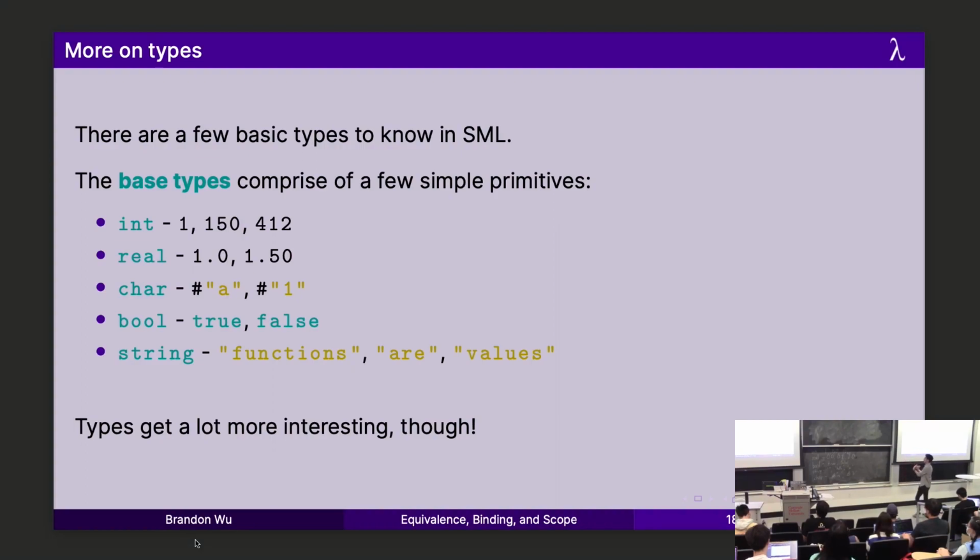But these are just what we call base types, right? They're like the default types, the standard ones that are available. So we're going to see that they get actually a lot more interesting, okay?